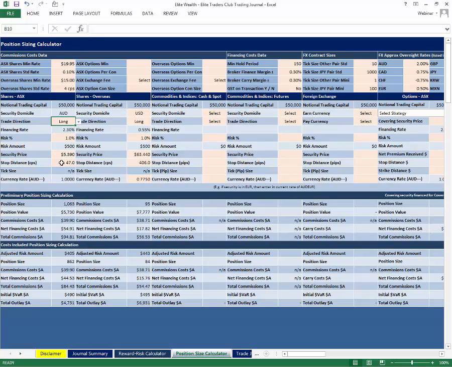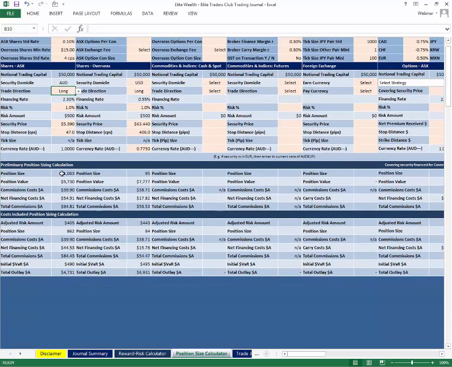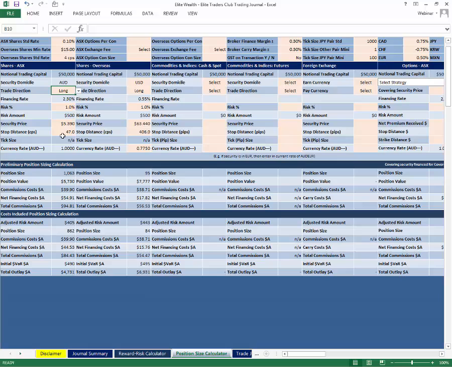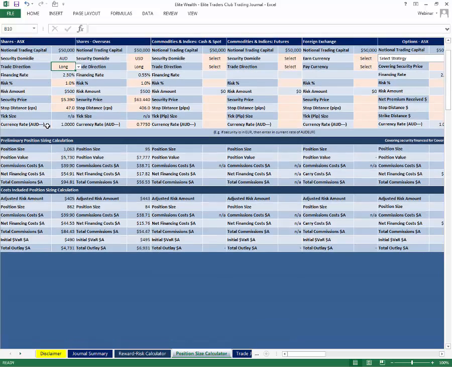Now you notice I've put 47 in here. This says stop distance, not stop level. CPS stands for cents per share. So what the system is asking for is, what is the difference between my entry price and my stop loss? In this case, it's 47 cents. Currency rate is 1 to 1. We can't change that. That's a populated cell. Obviously, if we're trading Australian shares, the conversion will be 1 to 1 on there.